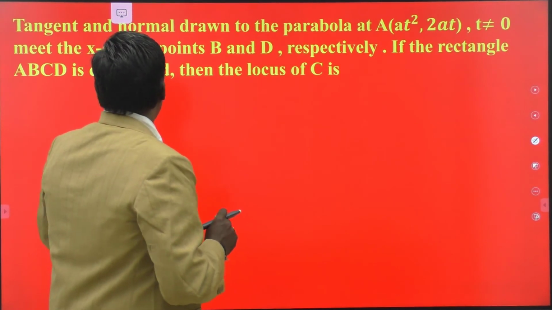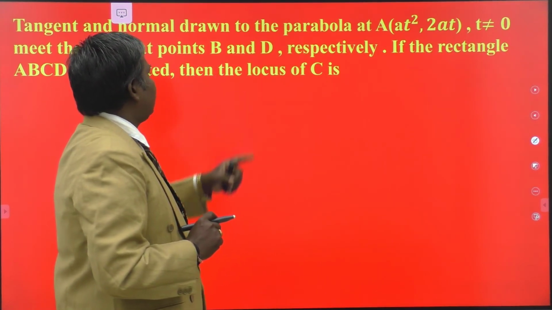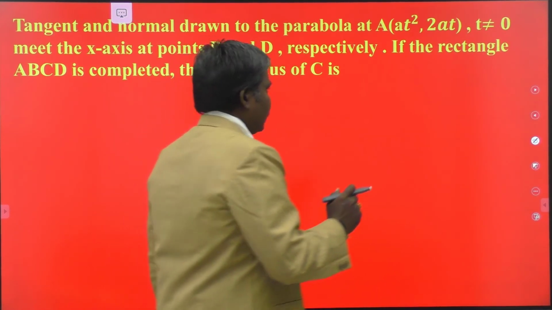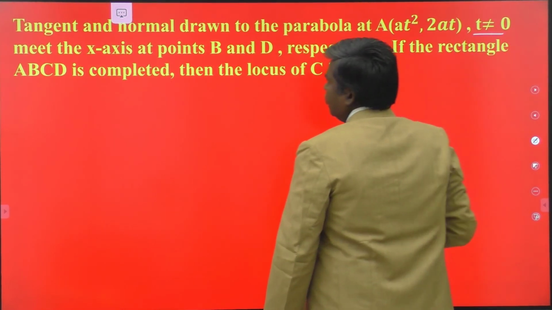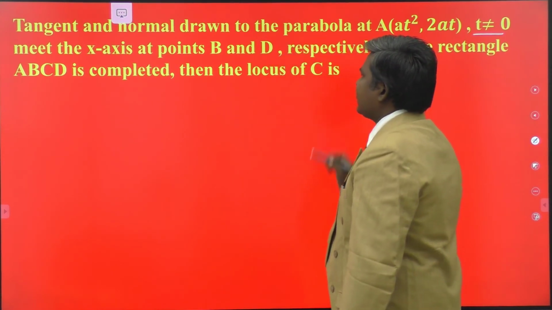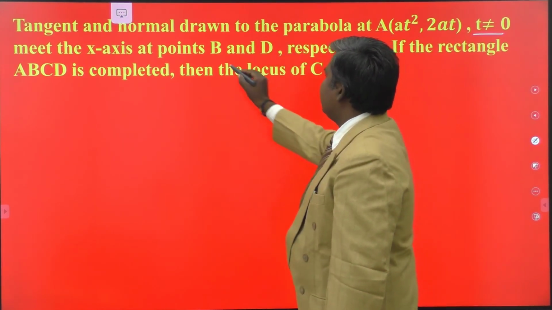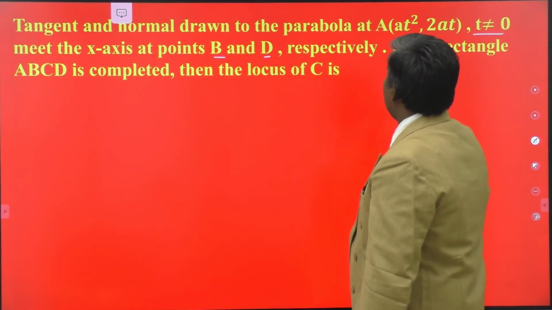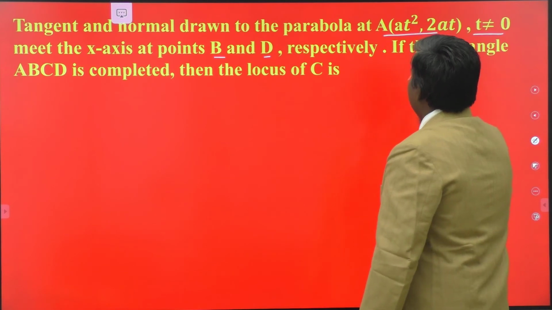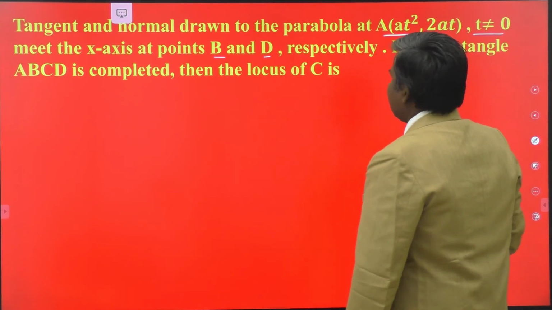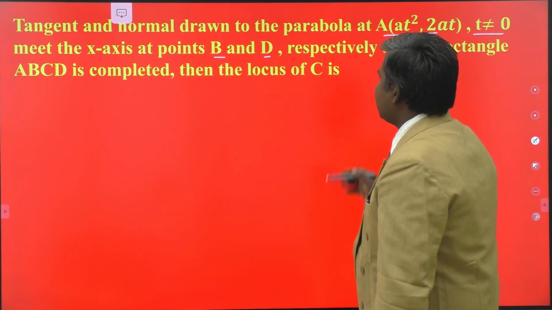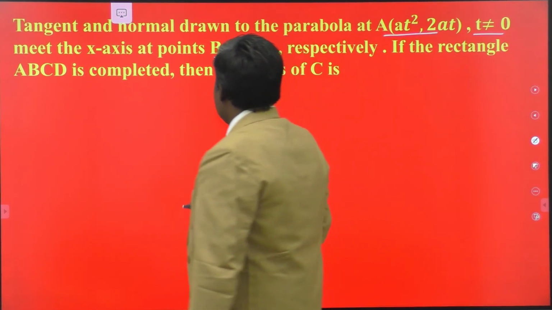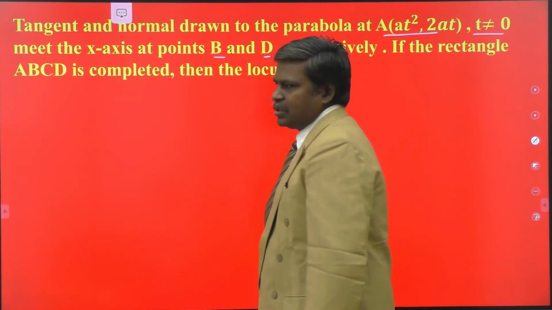See here, this is another question. The tangent and a normal drawn to the parabola at at square comma 2at, t not equal to 0, meet the x-axis at points B and D respectively. Tangent is drawn and also normal is drawn to the parabola at this point. If the rectangle ABCD is completed, then the locus of C is what?